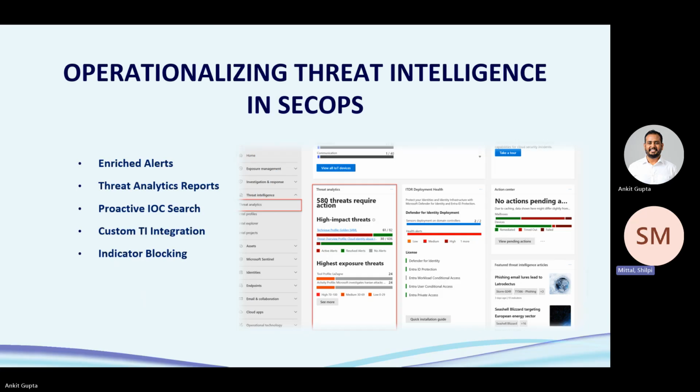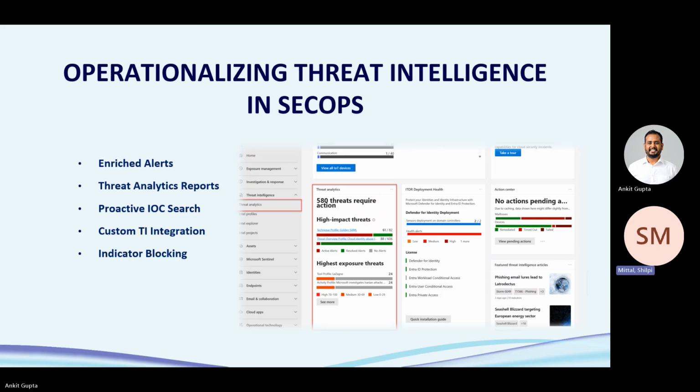Custom threat feeds can also be integrated. Sentinel and MDTI support third-party intelligence, correlating it with existing logs and incidents so you aren't limited to Microsoft-provided data.